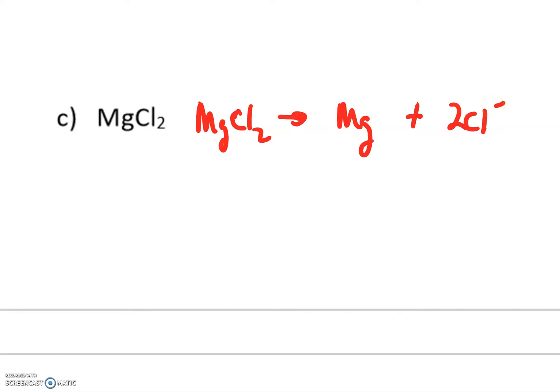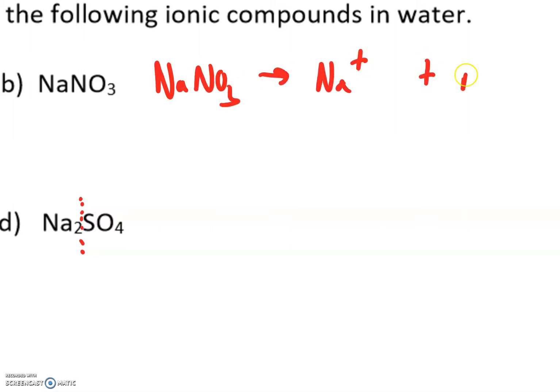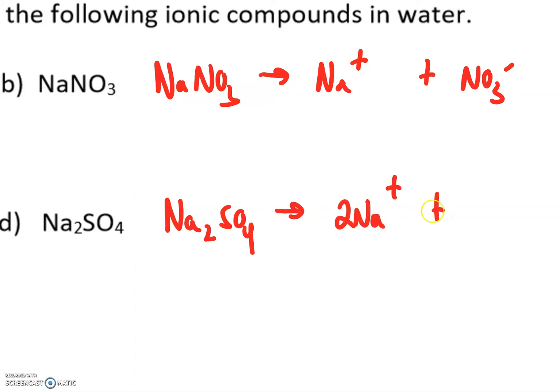Do I care if you don't put the charges on there? No. This is sodium nitrate, and this is going to dissociate into sodium and nitrate. And finally, sodium sulfate. Be careful because sulfate, that's a polyatomic ion, but sodium isn't. So Na2SO4 is going to dissociate into 2 Na and 1 SO4. And that's all we care about. And that's the first page.